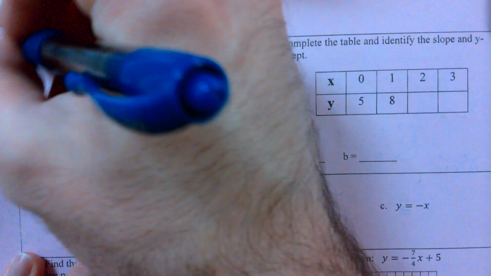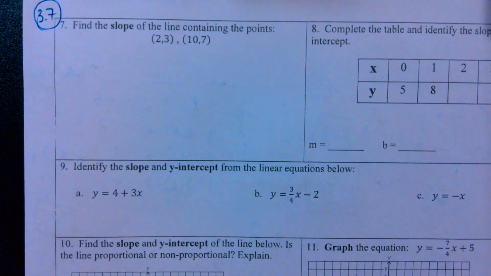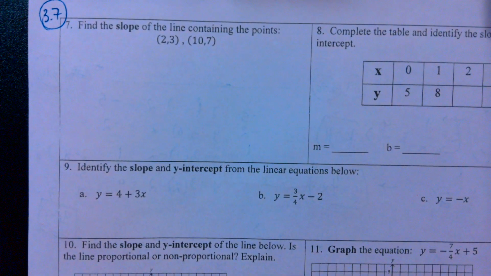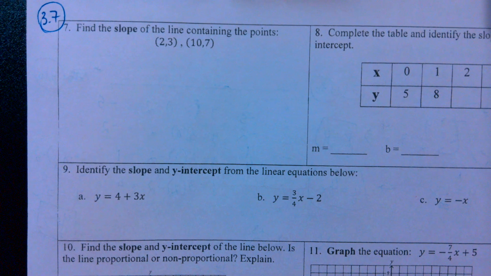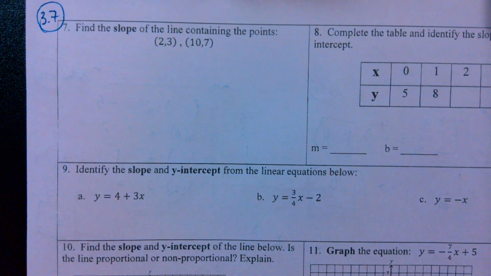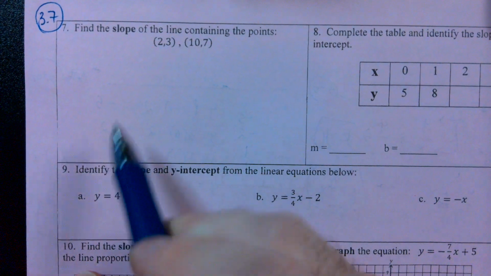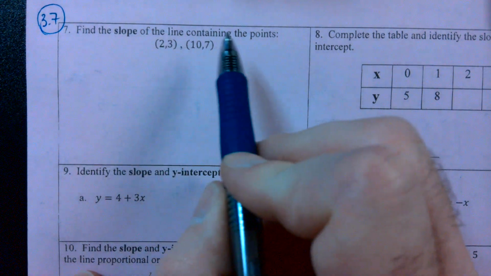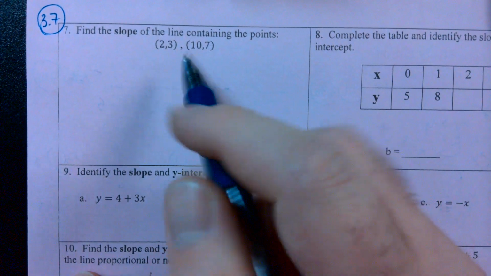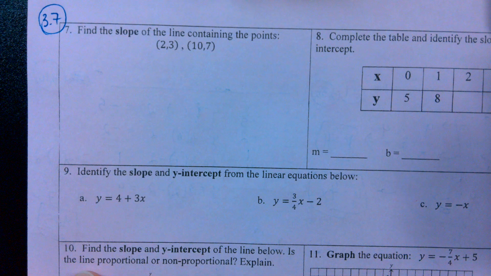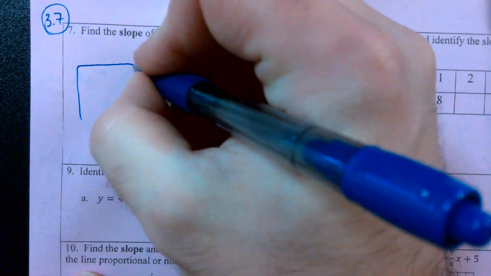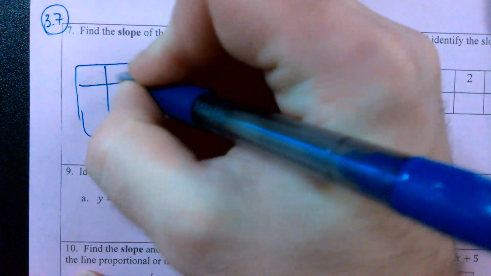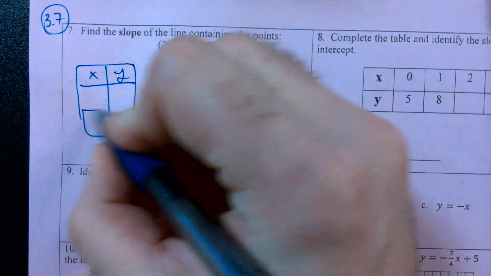Flipping over to the back. Number 7 is from 3.7, slope from 2 points. When we were finding the slope from 2 points, the easiest thing for us to do is to make a table. Here's my little table. I've got my x's and my y's.